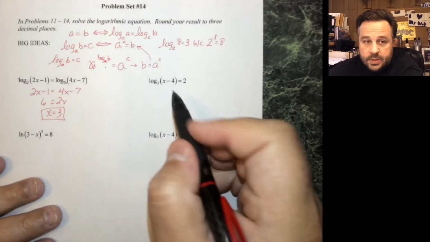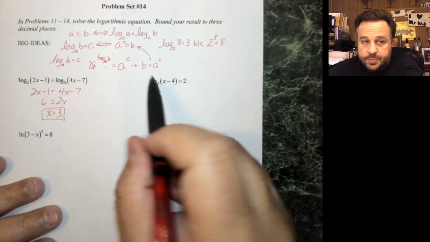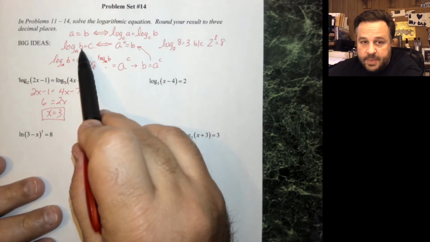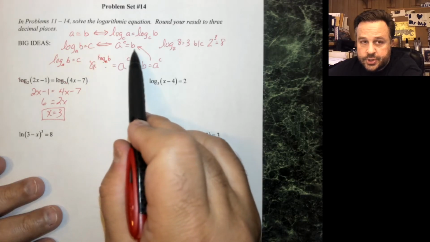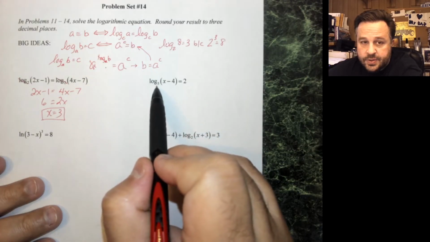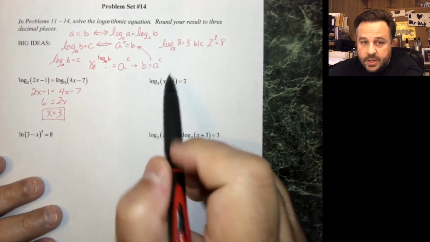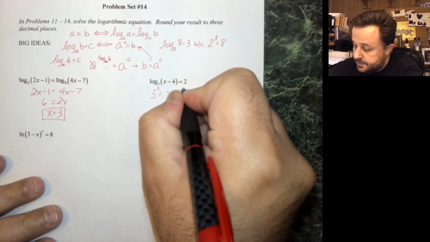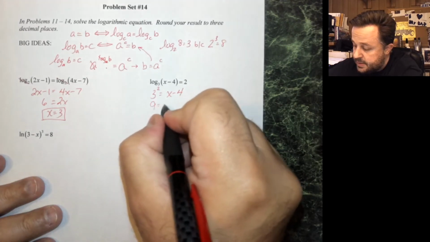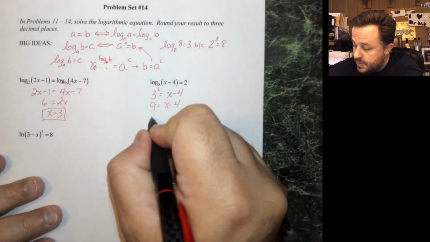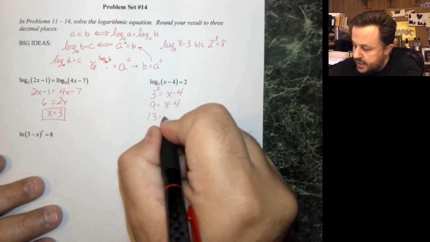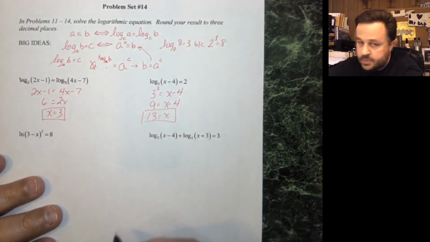Taking a look at the next one. Here I have a logarithmic expression, very much like what I have up here. So I have log base 3 of x minus 4 is equal to 2. So we're going to just go ahead and rewrite it as 3 to the second power equals x minus 4. 3 squared is 9. And then we can just add 4 to both sides, and I get 13 is equal to x.